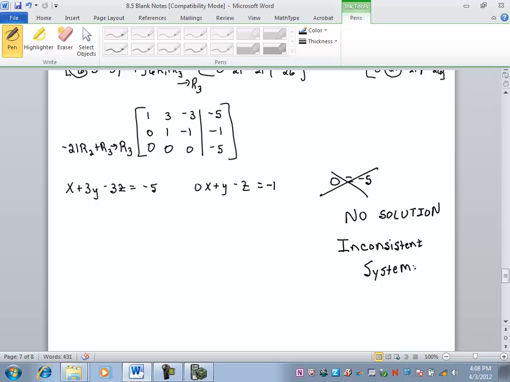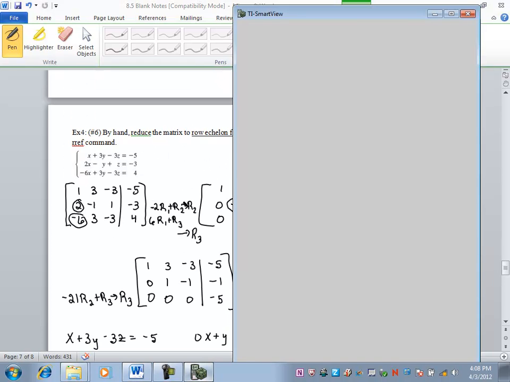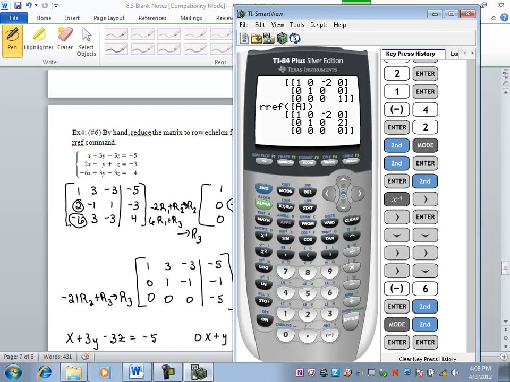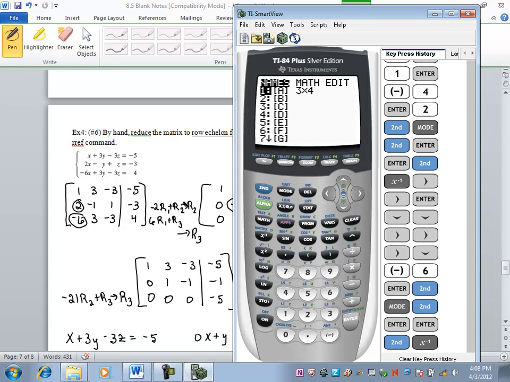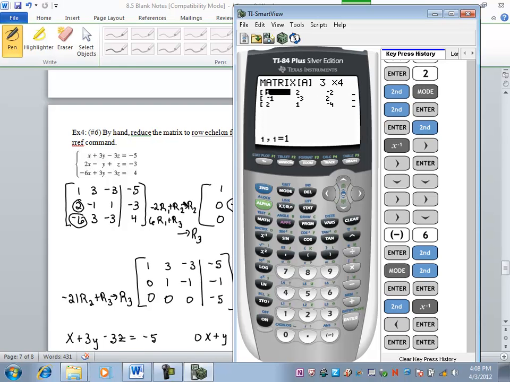And you say, well, how does the calculator react when it's given an inconsistent system? Here we go, matrix. Once again, I'm going to edit matrix A. Still a 3 by 4.